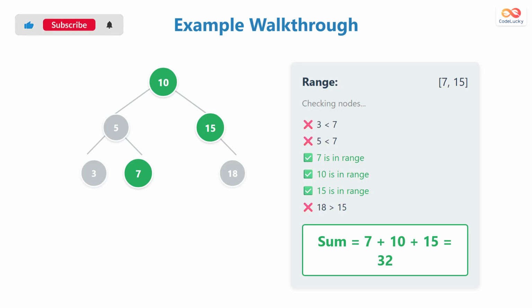Let's look at an example. Suppose we have this tree and our range is from 7 to 15. We start checking nodes. 3 is less than 7, so we ignore it. 5 is also less than 7. However, 7, 10, and 15 are all within our range. 18 is greater than 15, so we ignore it too. The final sum is simply 7 plus 10 plus 15, which equals 32.